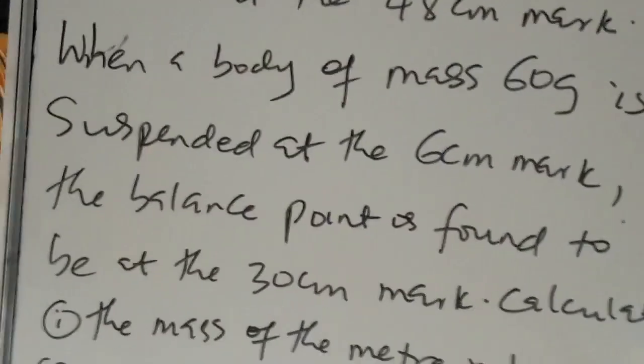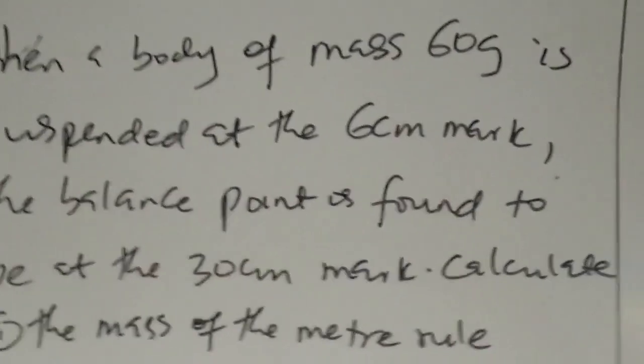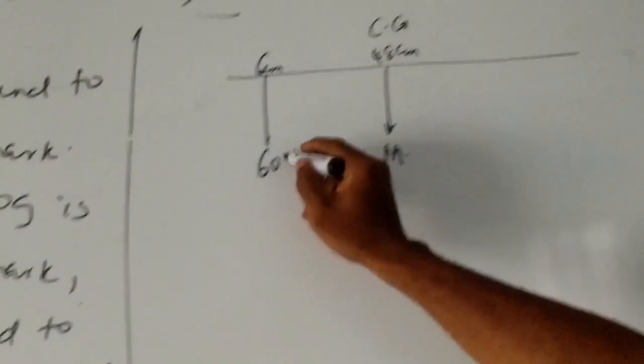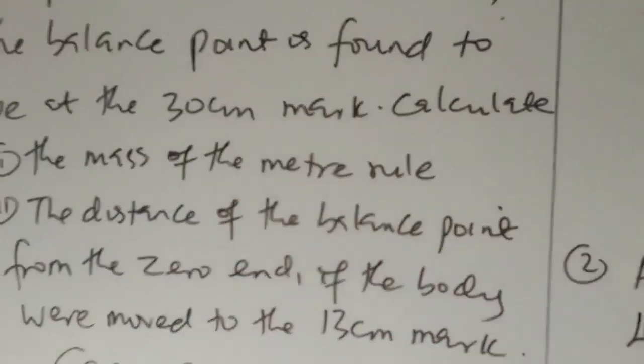It says, when the body of mass 60 gram is suspended at the CCM mark, so let this point be CCM, the body of mass 60 gram is hanging here. Then they say the balance point is found to be at the 30 cm mark.